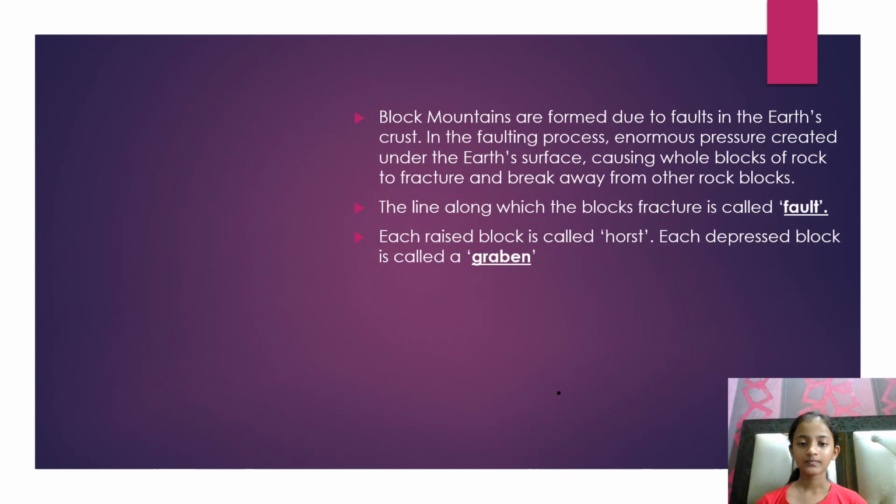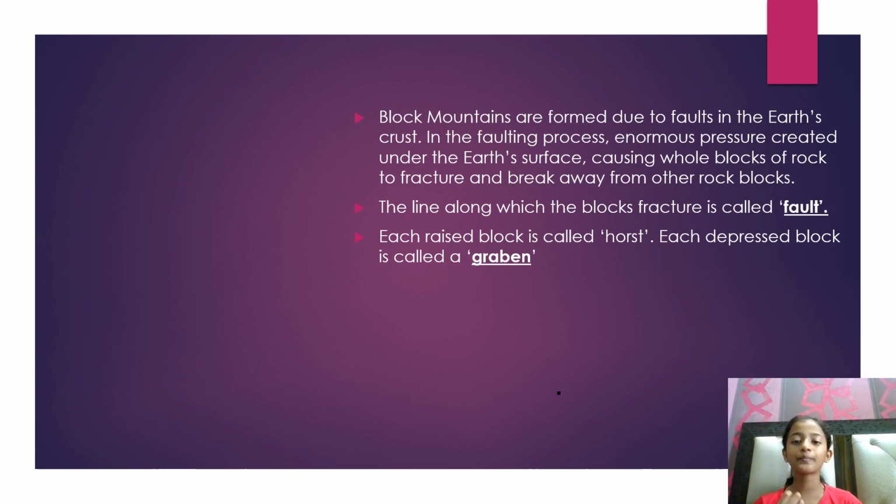Now we're going to learn about block mountains. Block mountains are formed due to faults in the Earth's crust. Faults are the fractured or broken away rocks in the Earth's crust. In the faulting process, enormous pressure created under the Earth's surface causes whole blocks of rock to fracture and break away from other rock blocks.